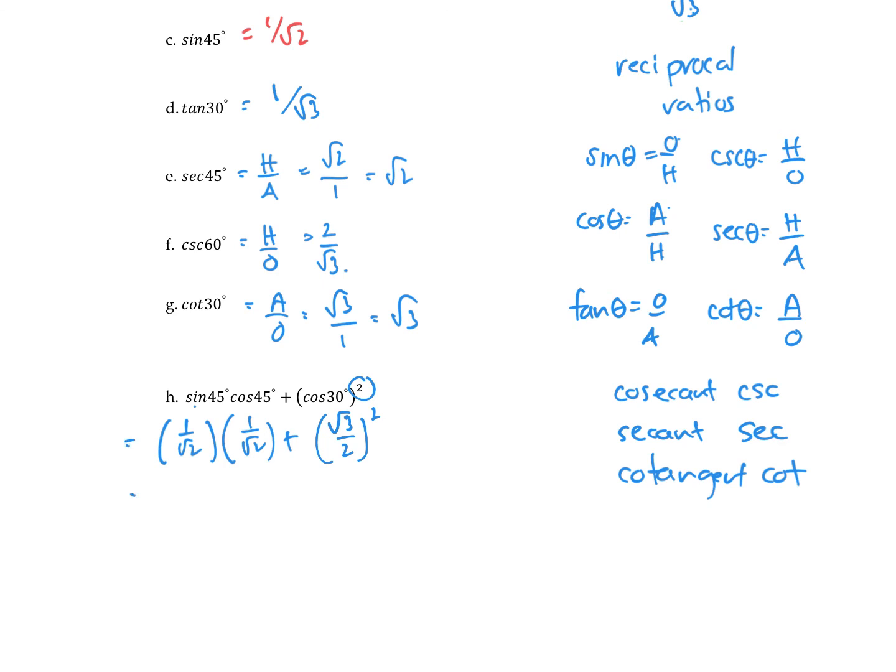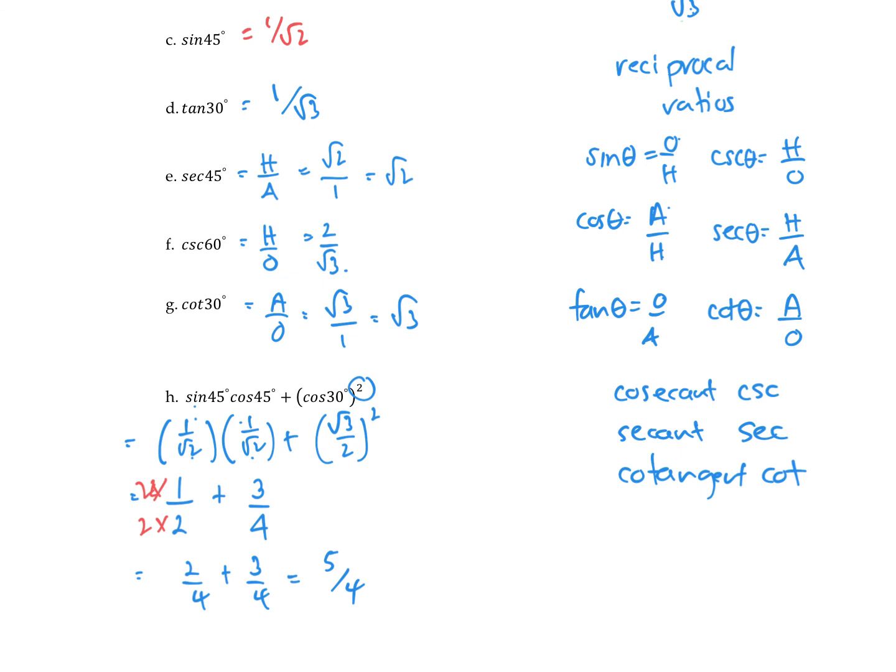So now I'm going to simplify. So I'm going to multiply 1 over root 2 times 1 over root 2. So 1 times 1, the numerator is 1. Root 2 times root 2 is just 2, because root 2 times root 2 is root 4, and the square root of 4 is 2. And then I'm going to square root 3. That would just be 3. And then I'll square the 2, which makes 4. Now we need a common denominator. So my common denominator is 4. So I'll multiply this by 2. So it'd be 2 over 4 plus 3 over 4 would equal 5 over 4. So you just find the values separately and then you simplify.